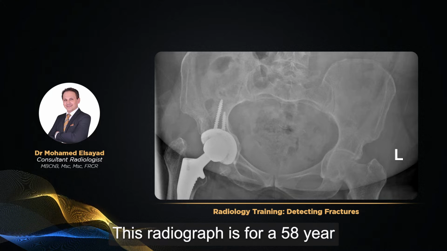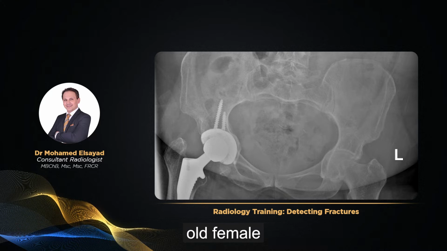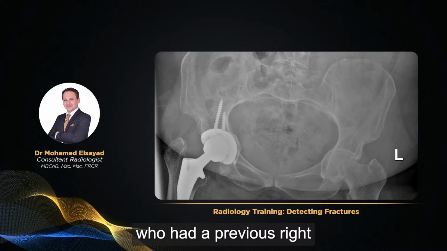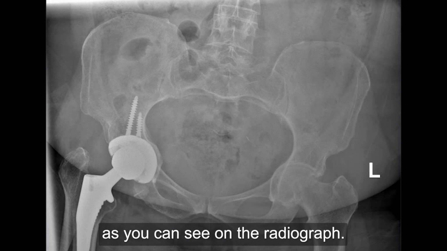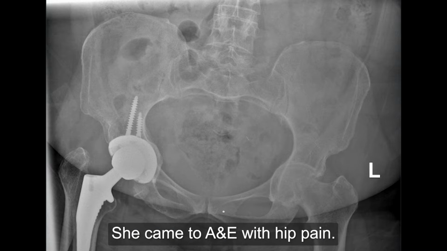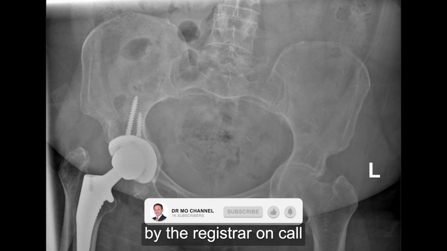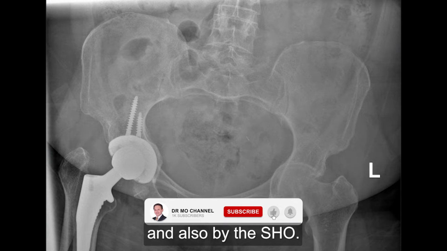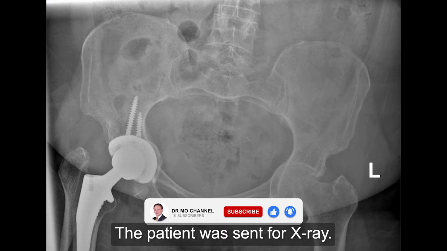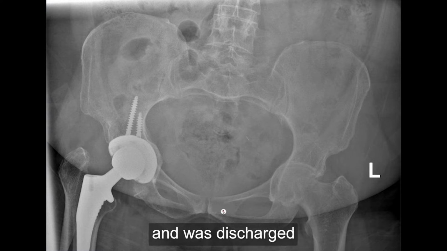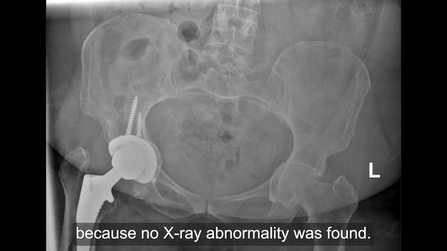This radiograph is for a 58-year-old female who had a previous right total hip replacement, as you can see on the radiograph. She came to A&E with hip pain. This was examined by the registrar on call and also by the SHO. The patient was sent for X-ray. Patient came back and was discharged because no X-ray abnormality was found.